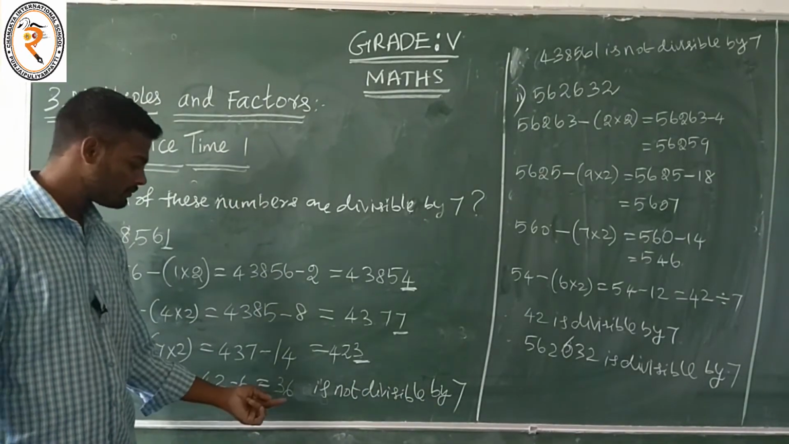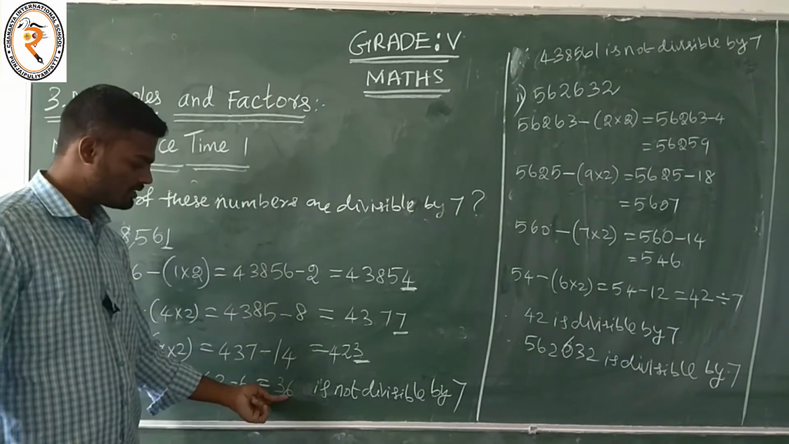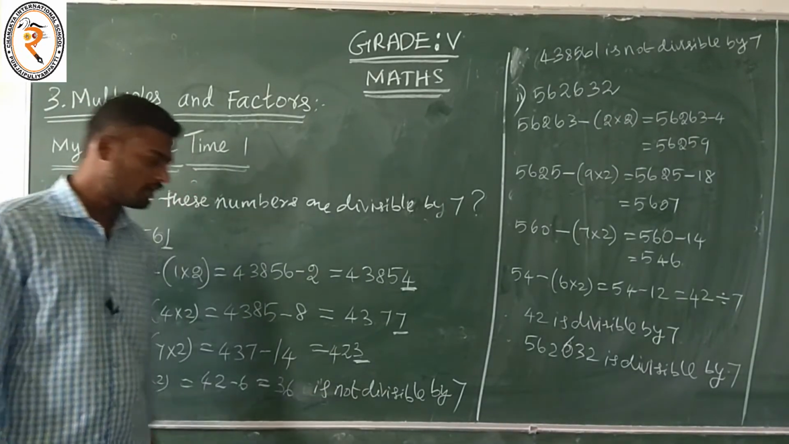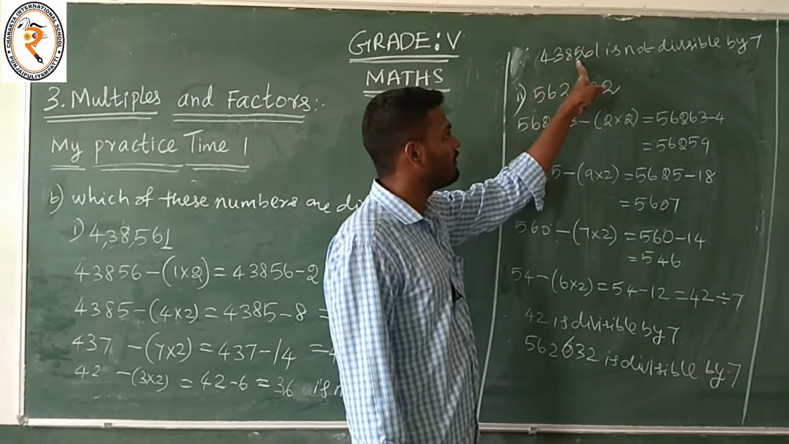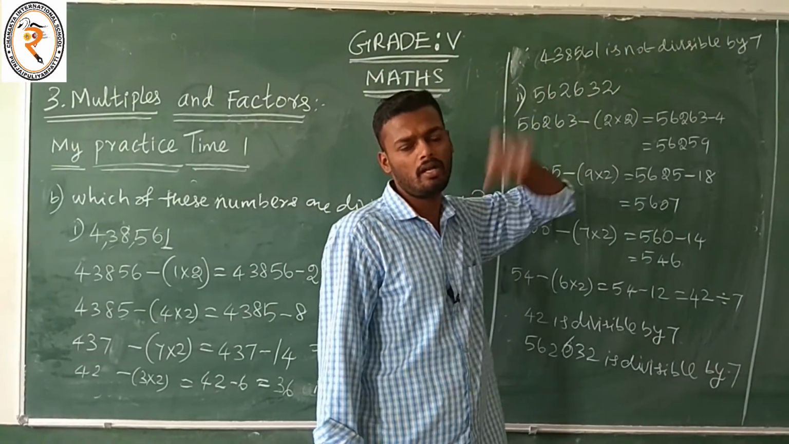In the 7 times table, 36 is not there. So 36 is not divisible by 7. Therefore, our number 4,38,561 is not divisible by 7.